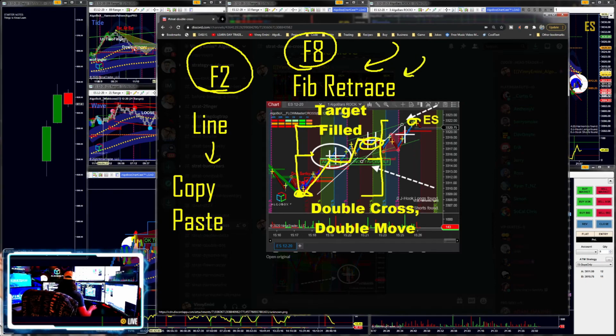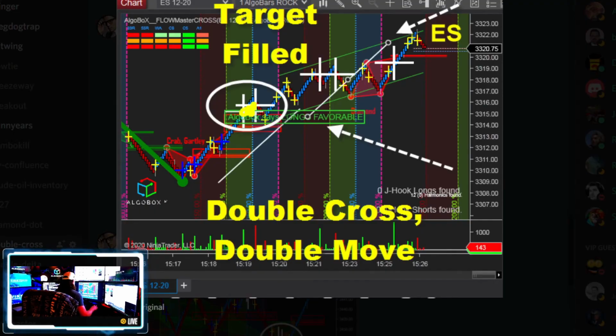Again, if you're using the fib retracement tool, this is going to be the 100% extension to get the double move, because you're getting 100% of the size of the previous leg. If you are just wanting to draw the line and then copy paste the line. Where's my entry? I am entering here as I see the double cross come in. Where's my stop? Stop's going to be right down here, right below the cross. And now we've got this target. It should be targeting up here, right?